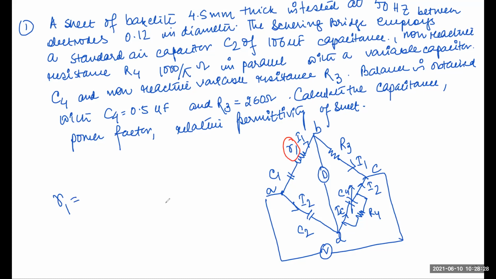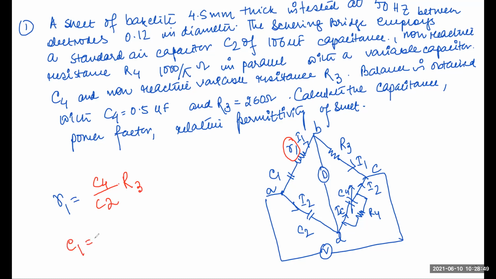This is a Schering bridge. Don't forget. All the equations are not similar in bridges, so keep it in your mind. So for R1, I think I can write C4 by C2 multiplied by R3. See if I can write like this. If I am correct, then you tell me in the next class.